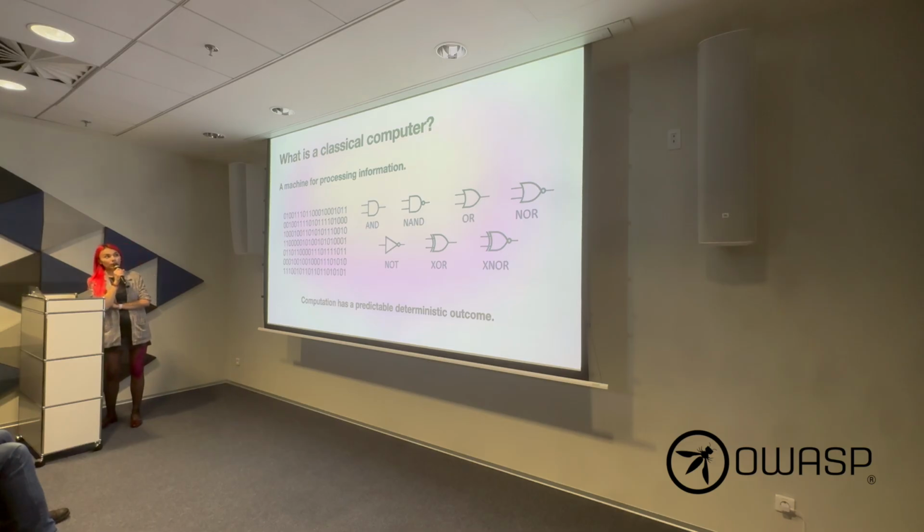When the information flows through this machine for processing information, we call it a computation, and the important part is that this computation has a predictable, deterministic outcome. What does it mean? When I take, for example, the AND gate, I know what the result will be based on the values of the bits I put into it. It's not like sometimes AND will give me one result and other times something else based on the same input. It will always be the same result, and I can predict it. It won't change. Remember that.